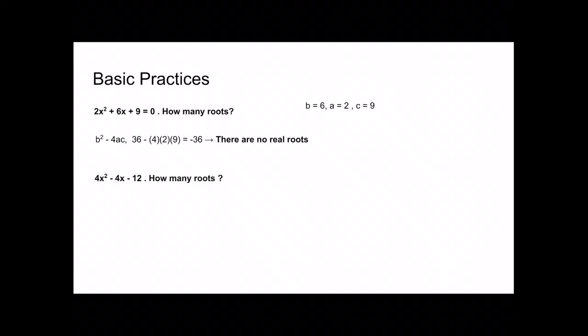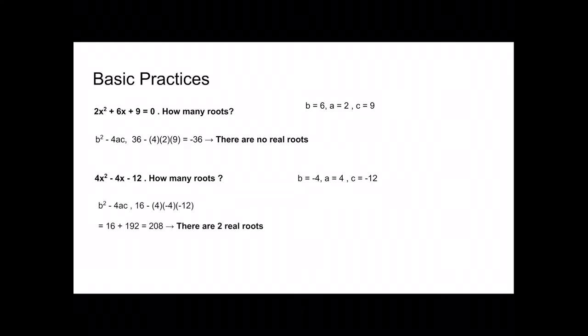Example number 2. 4x squared minus 4x minus 12, how many roots? Once again, I'm going to identify the variables: b equals negative 4, a equals 4, and c equals negative 12. And we're going to plug that into our formula. So b squared minus 4ac becomes 16 minus. Just remember when you're doing b squared minus 4ac, it's a good idea to put the 4ac in brackets, just to make sure you don't make a mistake.